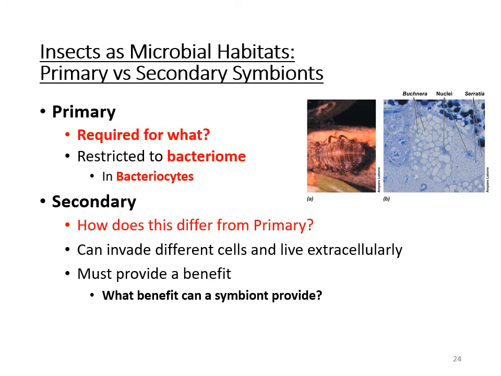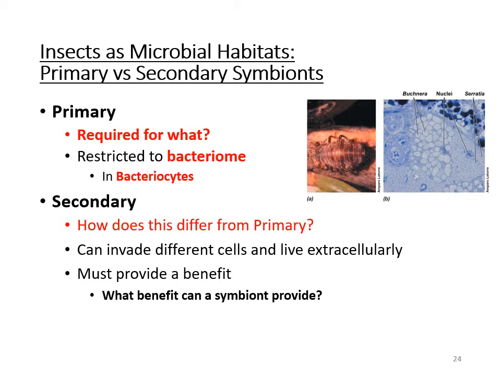Now, when we talk about insects and the bacteria inside of them, the relationship can either have a primary or a secondary symbiont. Okay, primary, those are required for host reproduction. So primary, very important, required for host reproduction. They're restricted to what's called their bacteriome, which is the specialized region where you have the bacterial cells residing in specialized cells called bacteriocytes. And in primary symbionts, some of the parasitic symbionts basically have the ability to manipulate the host reproductive tissues. So they're required for host reproduction.